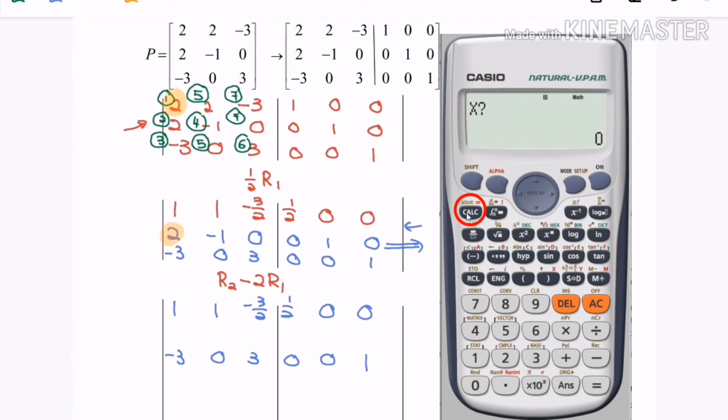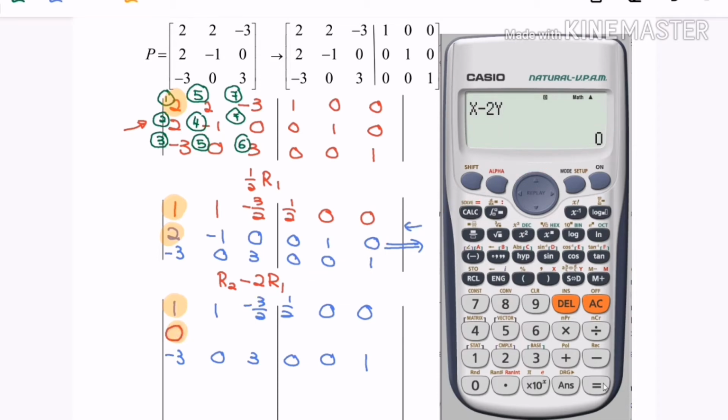Follow the sequence, press the button Calculate. The calculator will ask you, what is your value x? Now we are going to find the answer for A21. The value is 2 for R2, so press the button 2, then press equals. Then it asks, what is your y? y is equal to R1. My R1 is 1, so I press 1, then press equal. My product will be 0. So now I key in or write down 0.